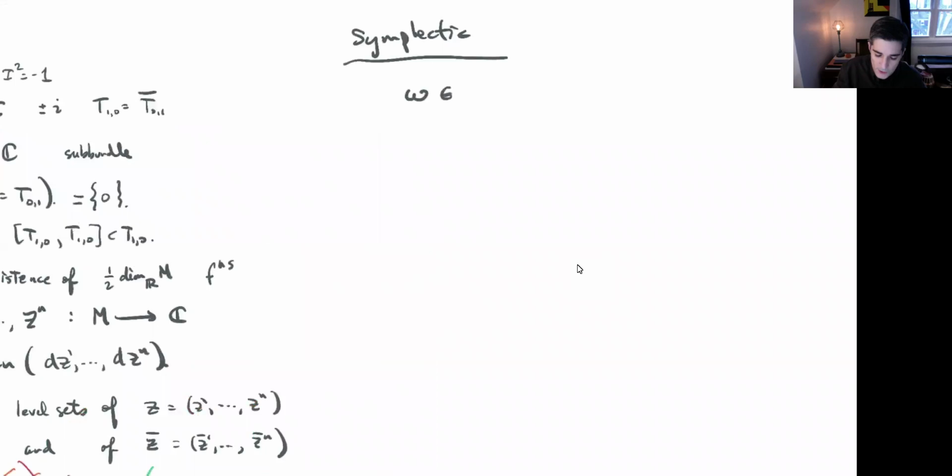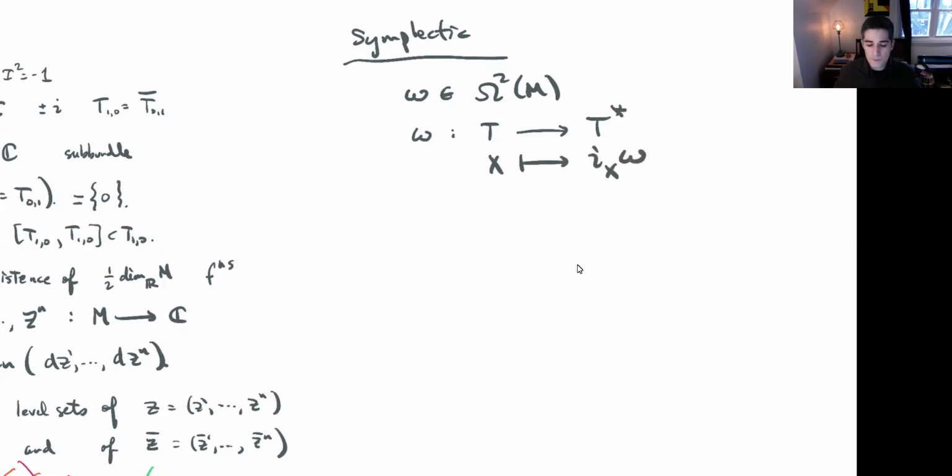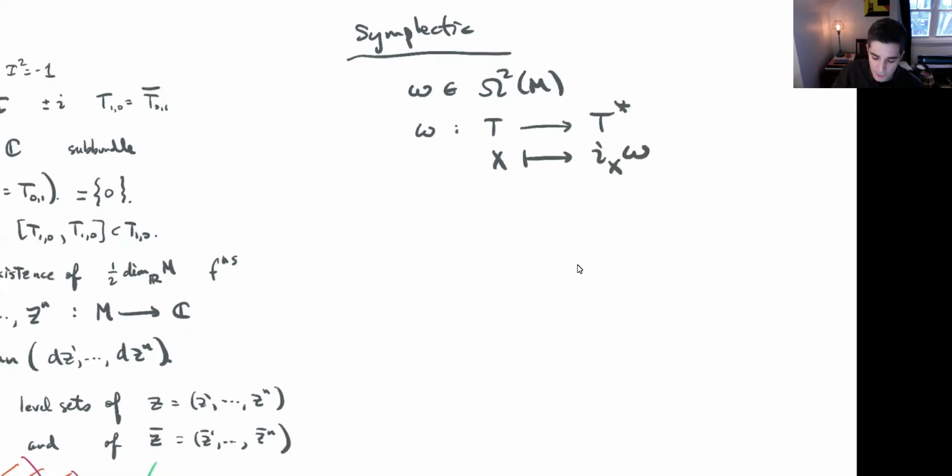And that's just given by a two-form on the manifold. This two-form defines a map from the tangent to the cotangent bundle. And we require that this map is an isomorphism. That's the non-degeneracy condition. And so that's our piece of linear algebra data. And the integrability condition is that the differential of the two-form is 0.